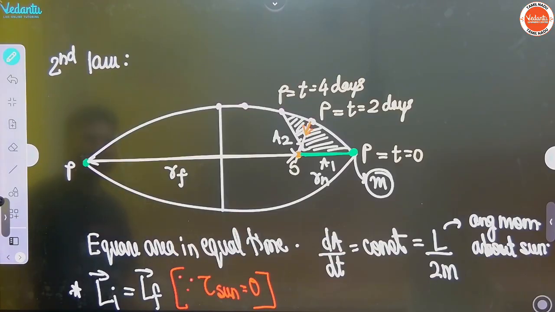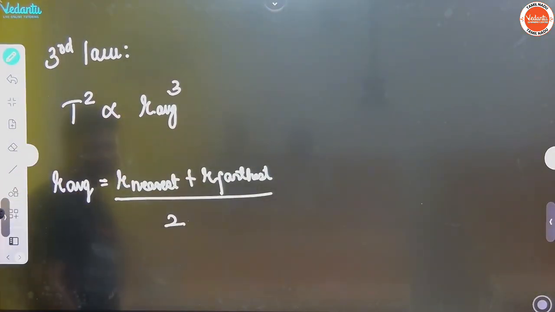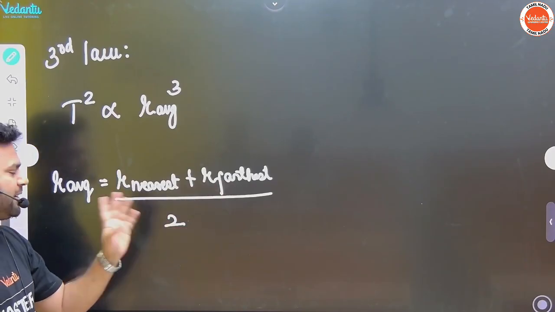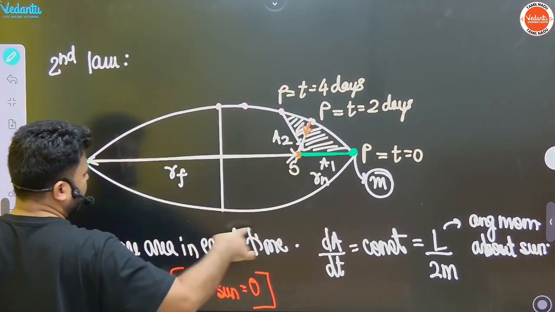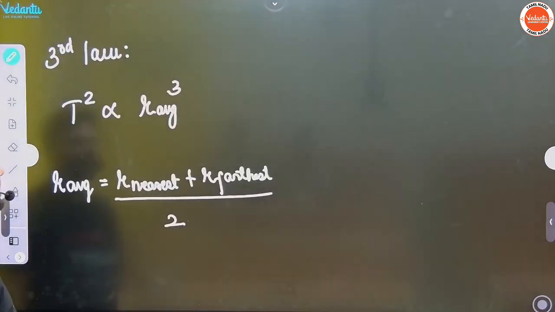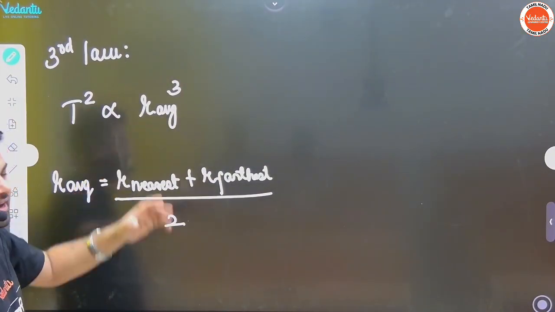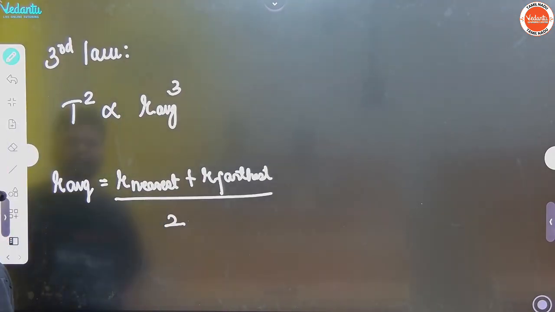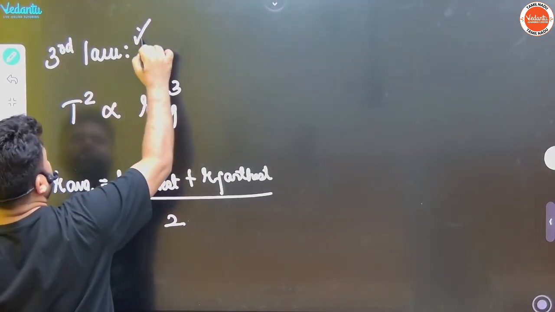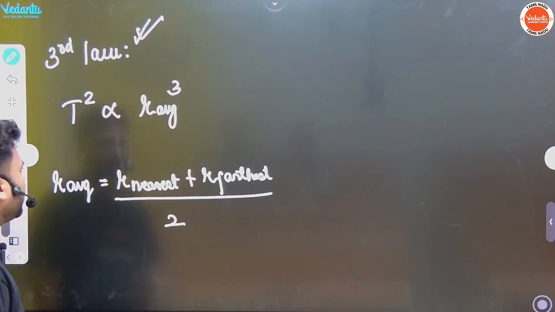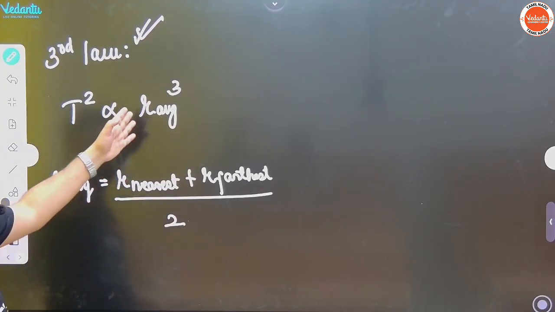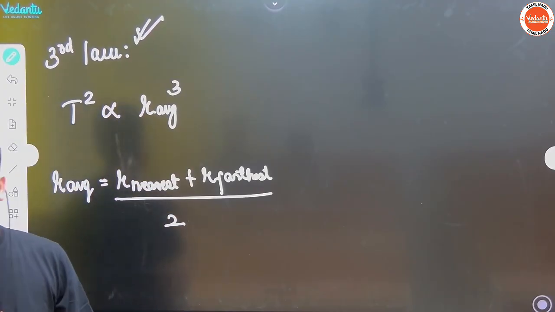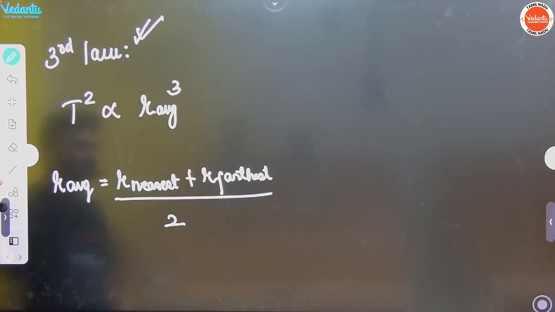What I am saying is T square is directly proportional to R average, where R average is R nearest plus R farthest by 2. This is how we calculate. Square of the time period; time period means how much time the planet takes for one revolution. So the square of the time period is directly proportional to the cube of R average. This is the most important. You will see a lot of questions regarding this.